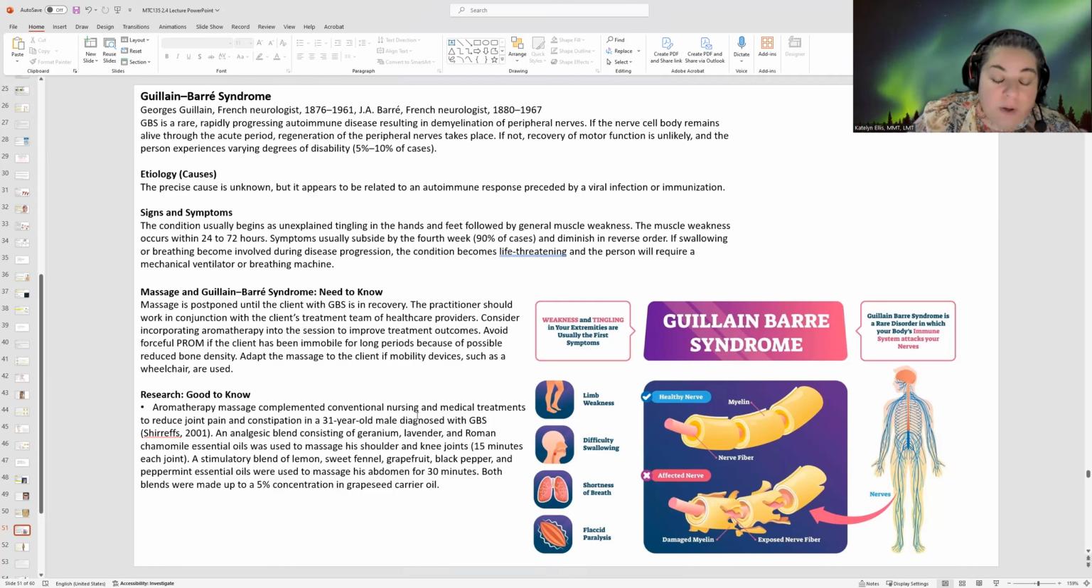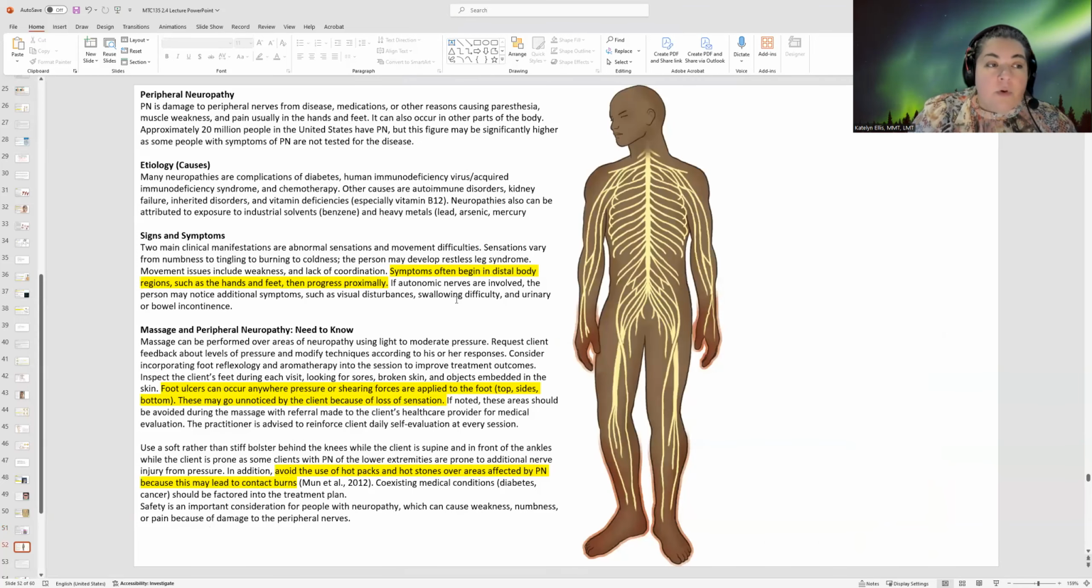Massage is absolutely postponed until this person is in recovery. All right. Do not massage someone that has this, that is in an exacerbation period. All right. Where they're getting progressively worse. This is almost guaranteed to be from diagnosis onwards. It is going to be very rare that you're going to encounter this, but please be aware of what it is for your MBLEX exam. Peripheral neuropathy, this is one you're going to see quite frequently in the massage office.